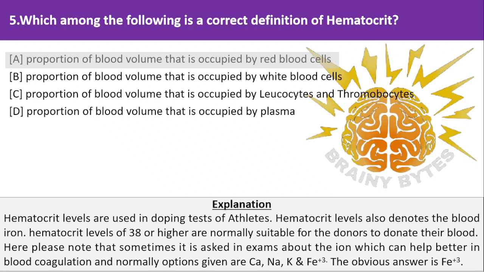Here, please note that sometimes it is asked in exams about the iron which can help better in blood coagulation. And normally options given are calcium, sodium, potassium, and iron. Iron Fe+3 means ferric iron. The answer will be ferric iron.